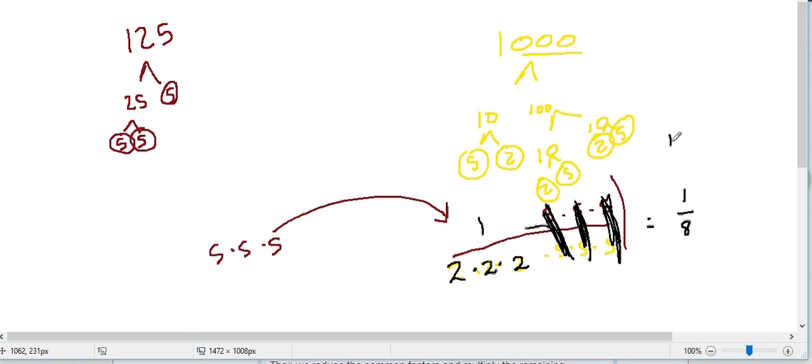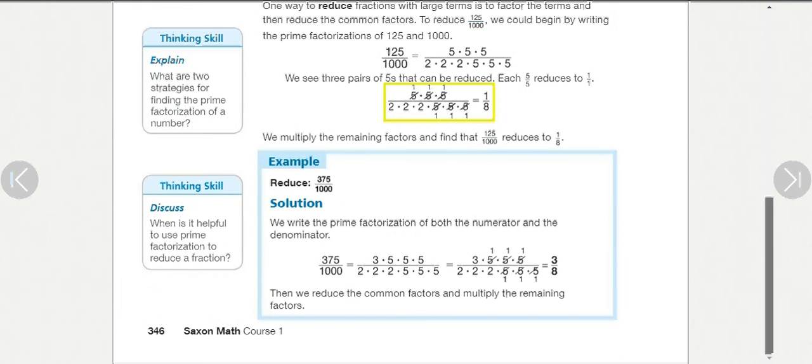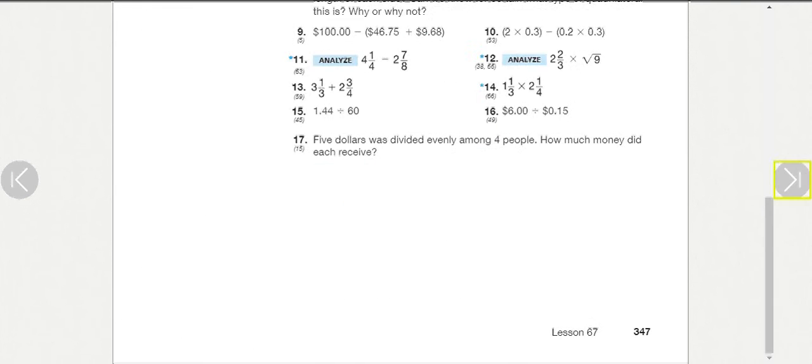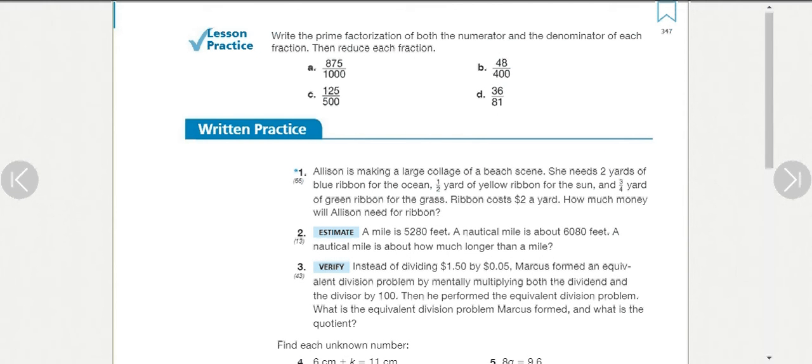So 125 over 1,000, we found with some simple factor trees and canceling of those prime factorization lists, to get to a nice reduced fraction. And I think that's pretty cool. And you can do that with any large terms, I should say, for a fraction, whether it's 375 and 1,000, 875 and 1,000, or let's just try 36 over 81, and then I'll let you pick 2 other ones that we haven't done.